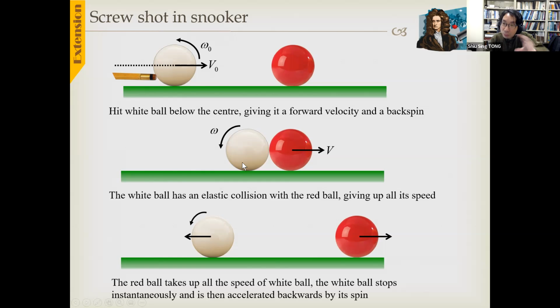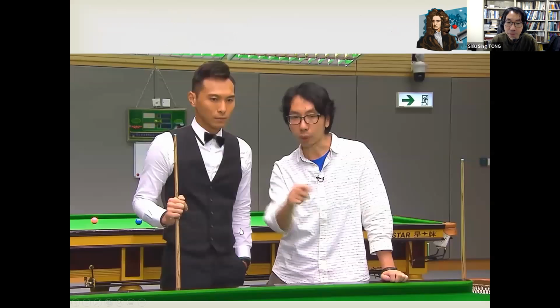So the rotation of the white ball will induce a frictional force on the ground, and the frictional force will accelerate the white ball backwards. So after hitting the red ball, the white ball will be rolling backward, and that's called a screw shot. The screw shot is the way to control the white ball position after hitting a color ball. It allows the white ball to go back after hitting the color ball, so that it can be positioned at a more favorable position for hitting another ball. So that's the idea.